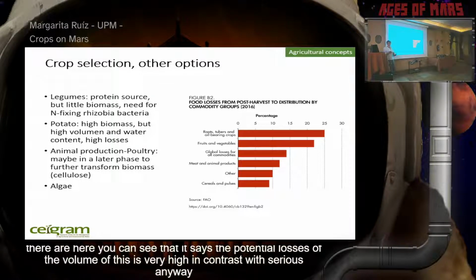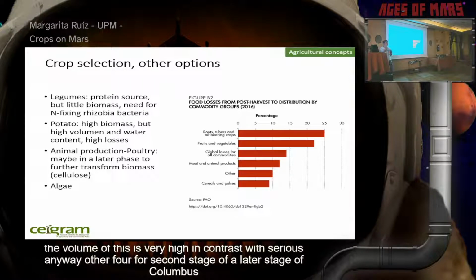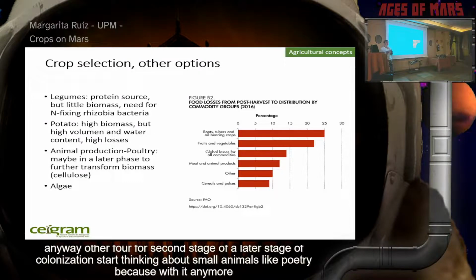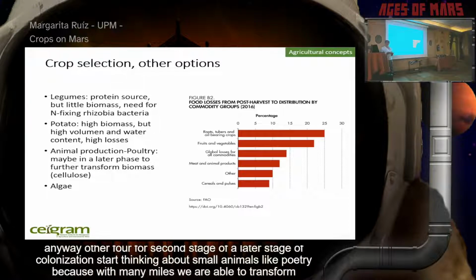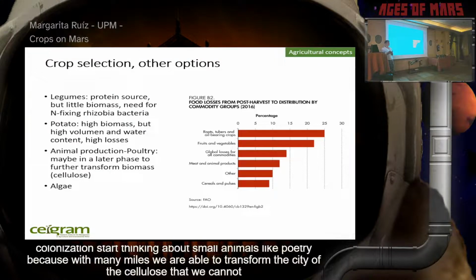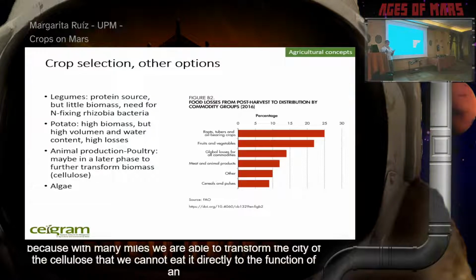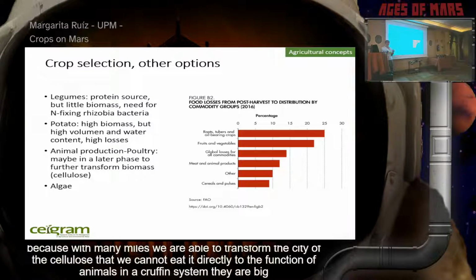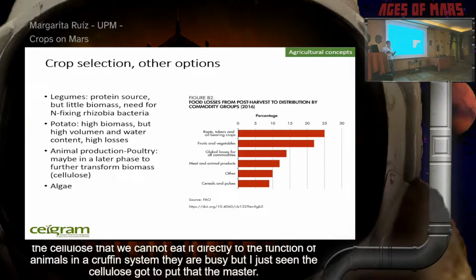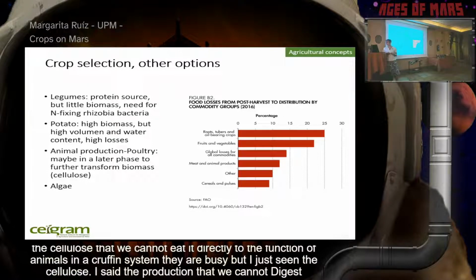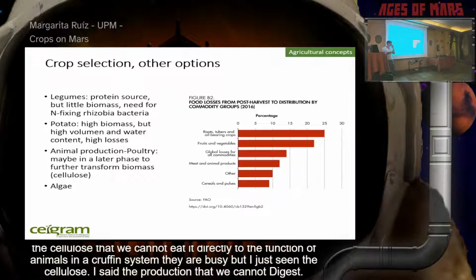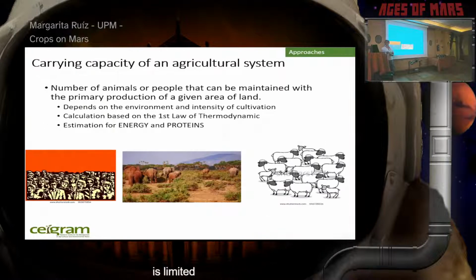For a second stage or a later stage of colonization, you can start thinking about small animals like poultry, because with animals we are able to transform the cellulose that we cannot eat directly. That's the function of animals in a cropping system. They are digesting the cellulose, the vegetal production that we cannot digest directly. Also, algae are an option, but the amount of water for a start is limiting, right? So let's go with this concept.